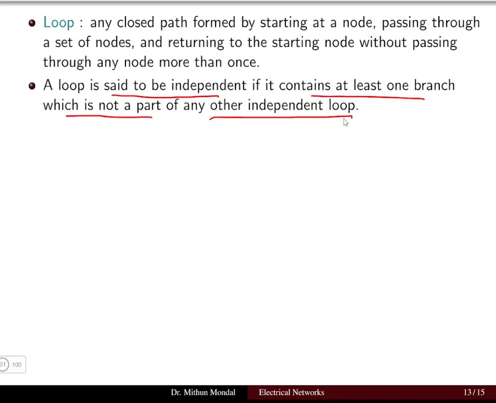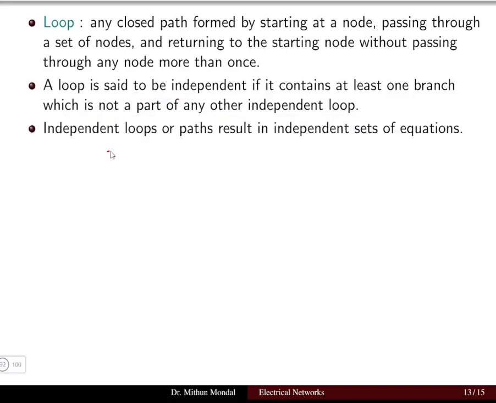So if you have one branch which is not a part of the other loop, then it is said to be independent. Independent loops or paths result in an independent set of equations. Generally in a circuit we have to solve some set of equations which need to be independent, then only unique solutions will be obtained. So we need independent loops or paths.